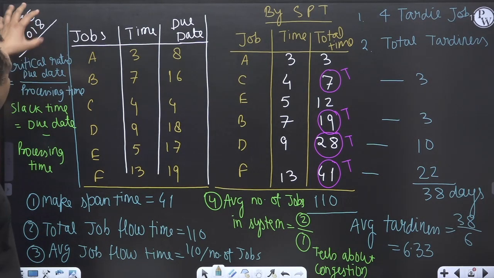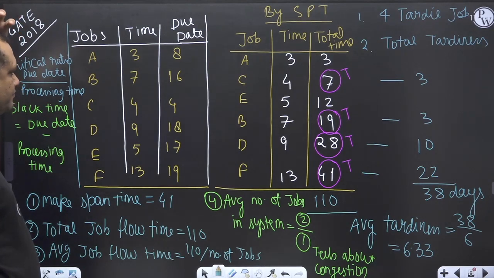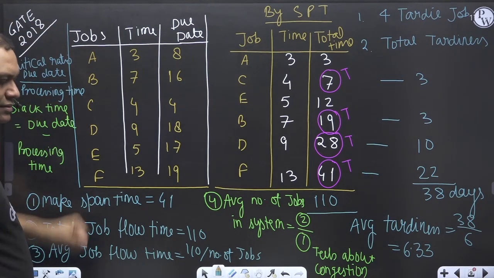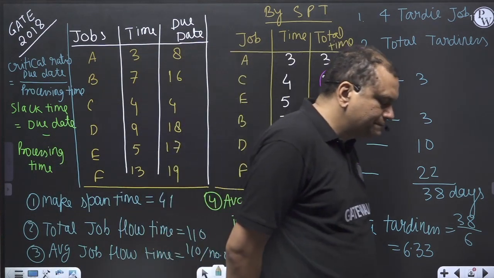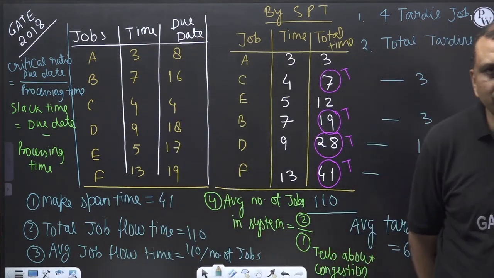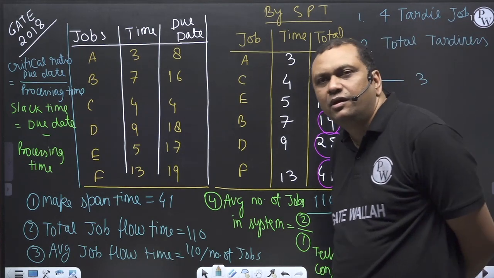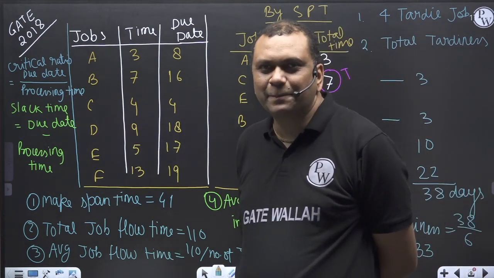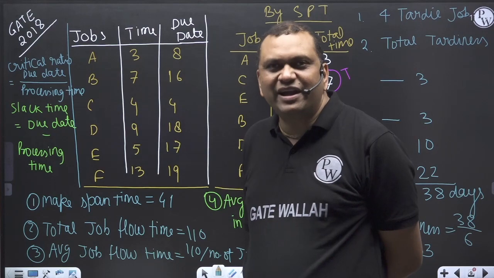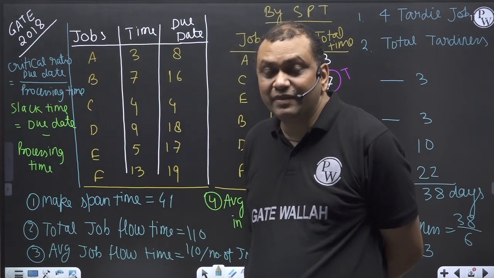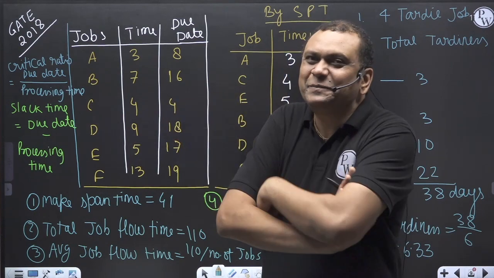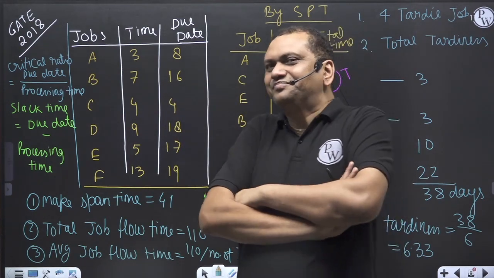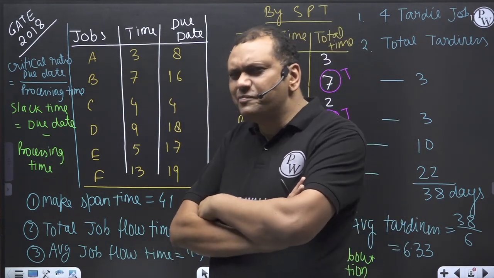It's a GATE 2018 problem. What I recommend to all of you is for 5 minutes you look at your computer screen. Assignment and sequencing problems are very easy. So you look at your computer screens.